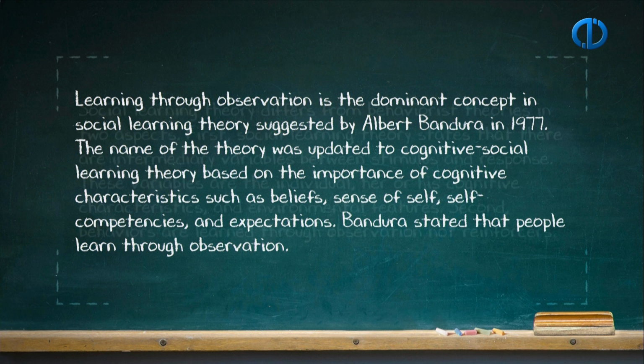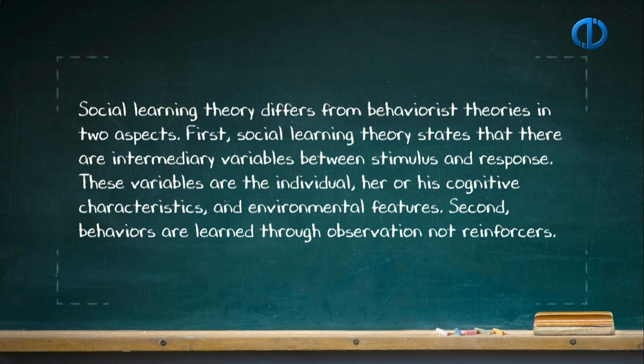Social learning theory differs from behaviorist theories in two aspects. First, social learning theory states that there are intermediary variables between stimulus and response. These variables are the individual, her or his cognitive characteristics, and environmental features. Second, behaviors are learned through observation, not reinforcers. Learning through observation, as described by social cognitive learning theory, is realized via 4 steps. These are attention, retention, production, and motivation.